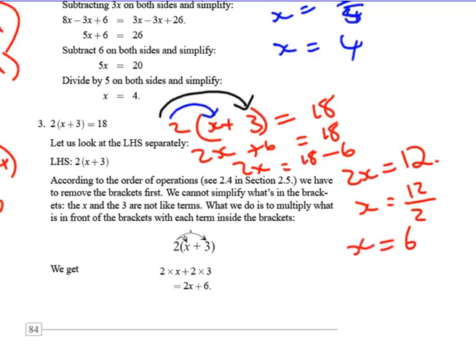If I now wanted to check my answer, I first look at the left-hand side. x plus 3, it's really a 6. 6 plus 3 is 9. 9 times the 2 outside the bracket is 18. The right-hand side is 18. I know my answer is correct.